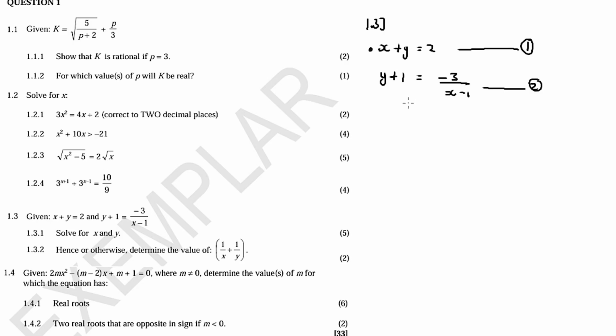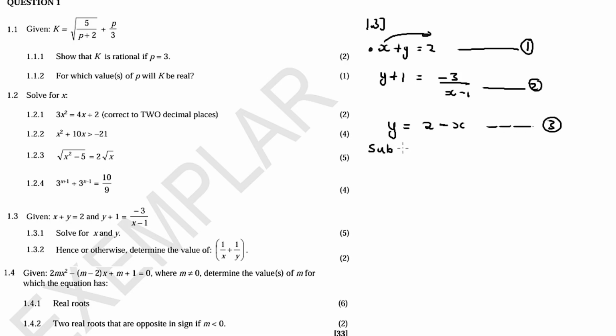We're going to take equation 1 and make y the subject. It's going to make life easier. You know what? It doesn't matter. So we're going to take the x and transpose it to the right and make y the subject. Y is equal to 2 minus x. This is my equation number 3.